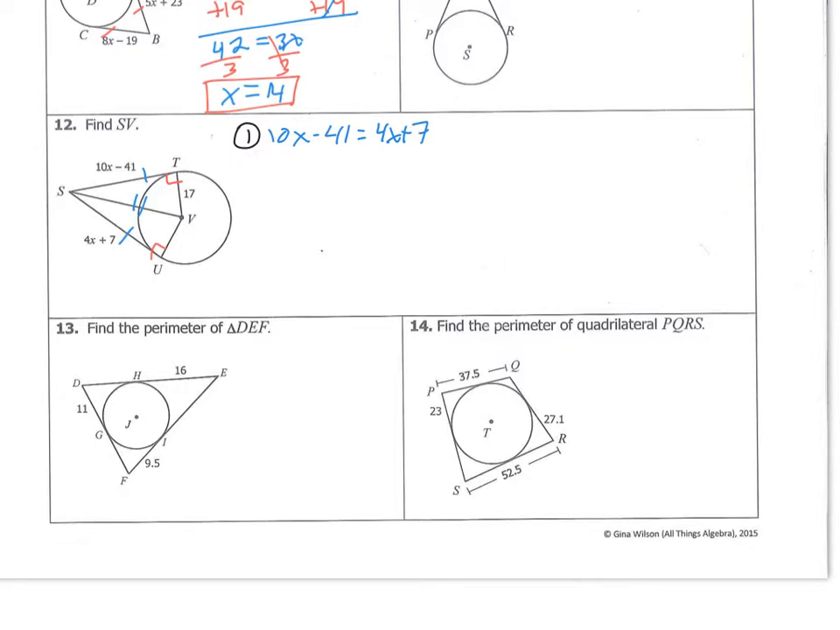So you could. All right, so then we're going to collect our x's first. So minus 4x. So I get 6x minus 41 equals 7. Add your 41.